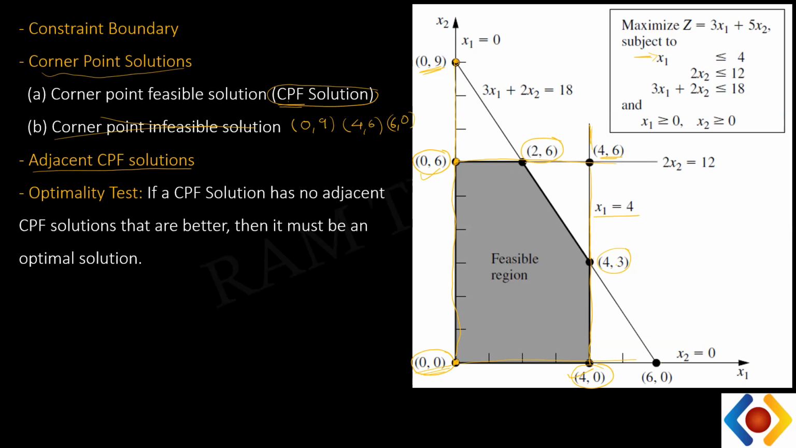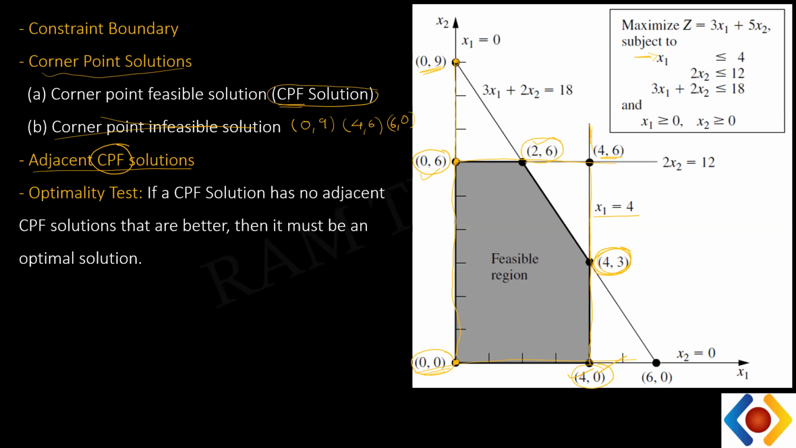Okay, very nice. If I'm talking about, let's say, 4, 3, what are the adjacent CPF solutions? 4, 0, 2, 6 and 4, 6, 6, 0. Very good. No, 6, 0 and 4, 6 are infeasible solutions. But we are talking about CPF, corner point feasible solutions, right? So I can't consider 6, 0 and 4, 6; they are infeasible. Okay.